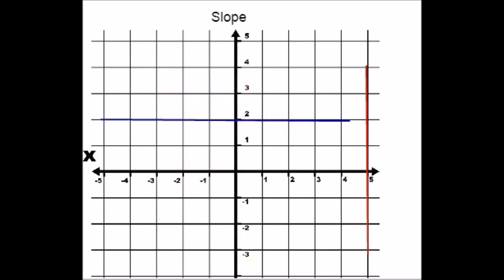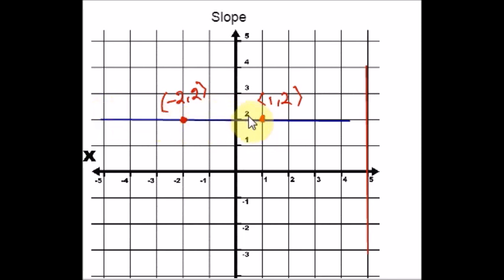Let's first consider the horizontal line. Let me pick 2 points here. So these are the 2 points I have picked, -2, 2 and 1, 2. Did you notice that the y coordinates are the same? y2 minus y1, the numerator, is going to be 0. 0 divided by anything will be 0. So the slope of this horizontal line is 0.